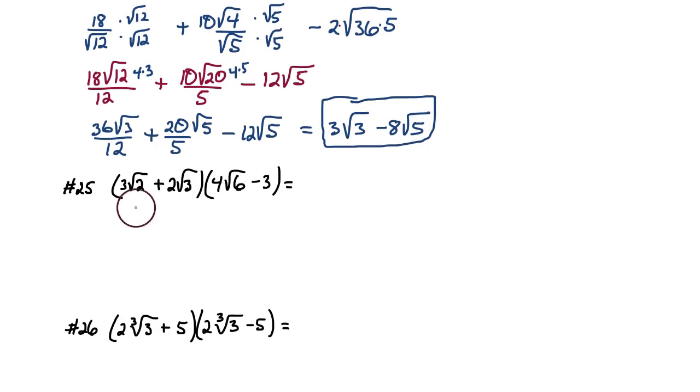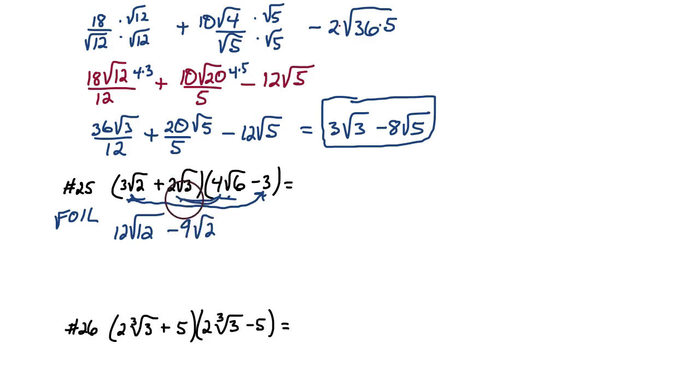Number 25 has a binomial times a binomial. That's FOIL. So this one times this one. 3 times 4 is 12. In the radical, 2 times 6 is 12. Now let's do the outer product. Those two times together. 3 times negative 3 is negative 9 square root of 2.